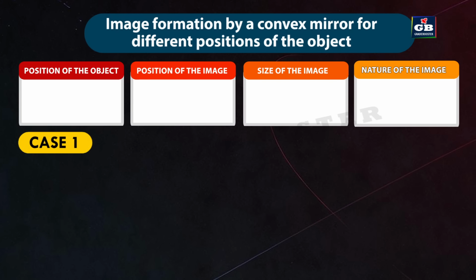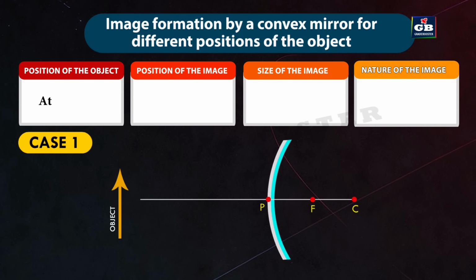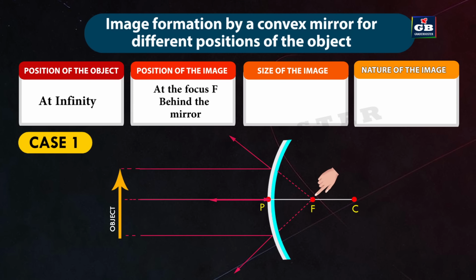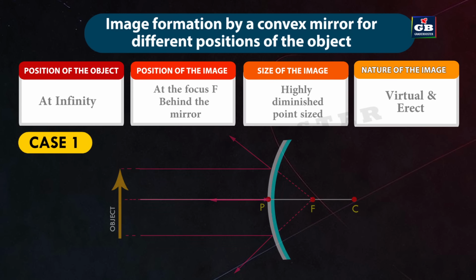Case 1. If the position of the object is at infinity, the position of the image will be at the focus behind the mirror. The size of the image is highly diminished and point-sized. The nature of the image is virtual and direct.